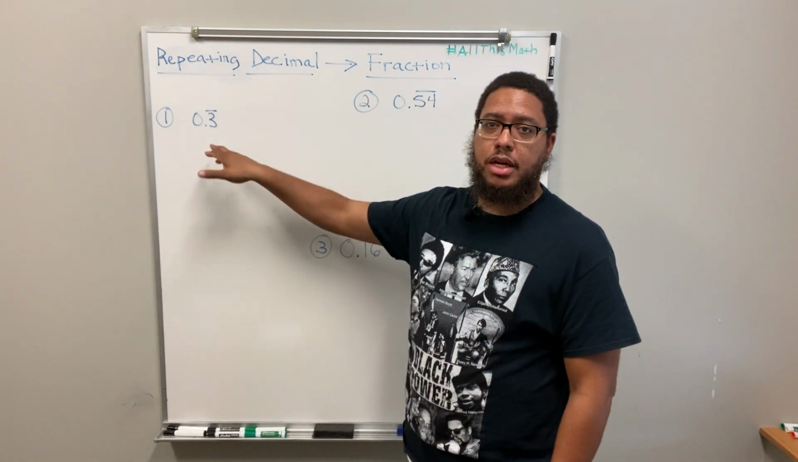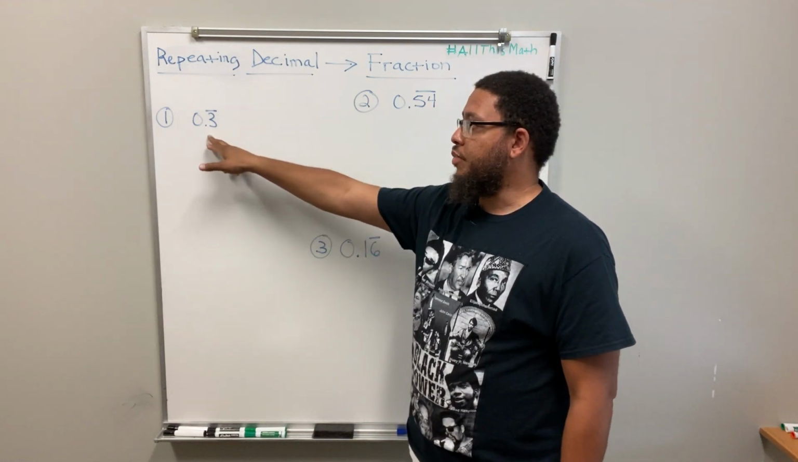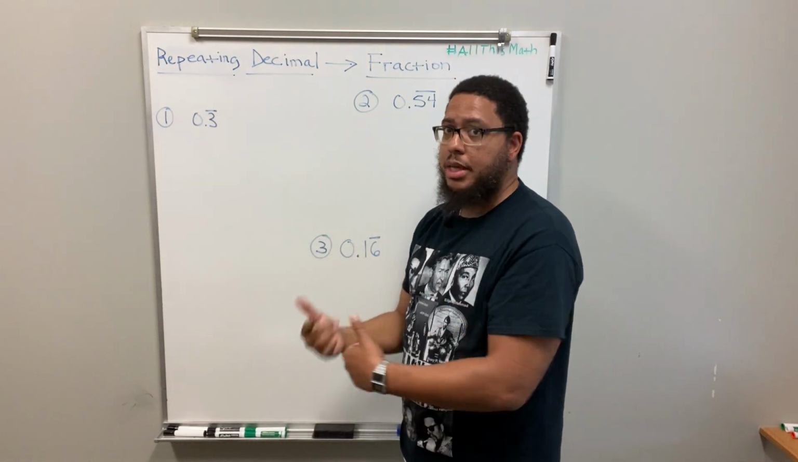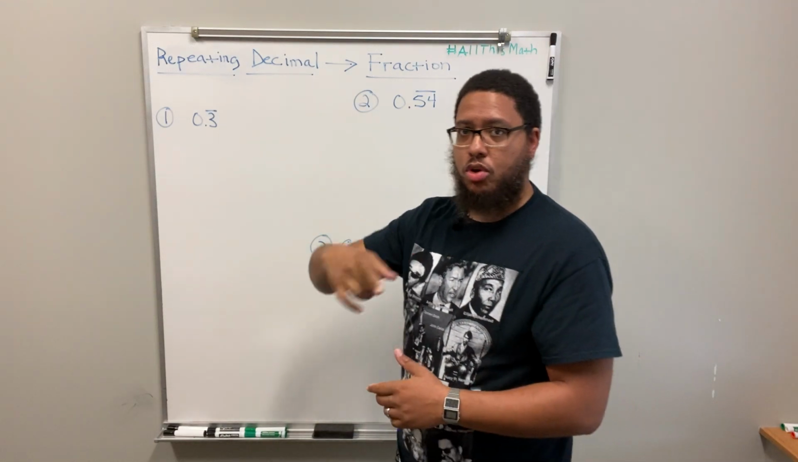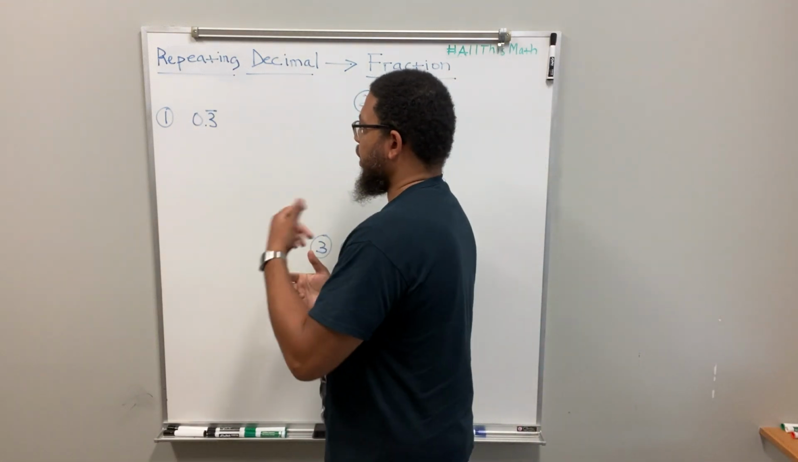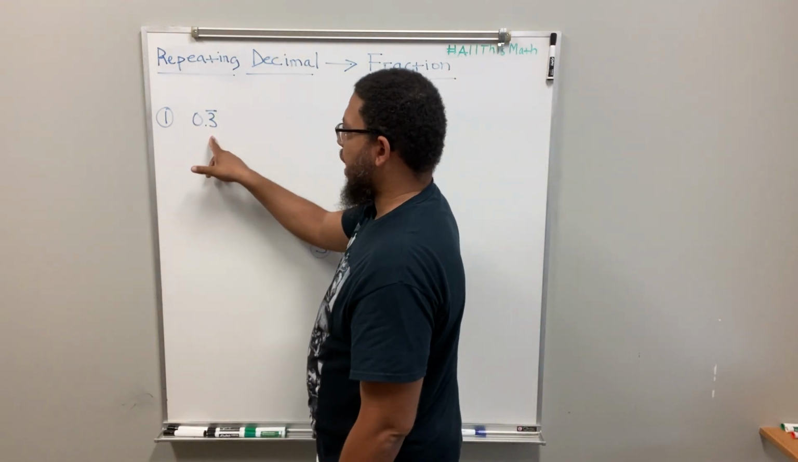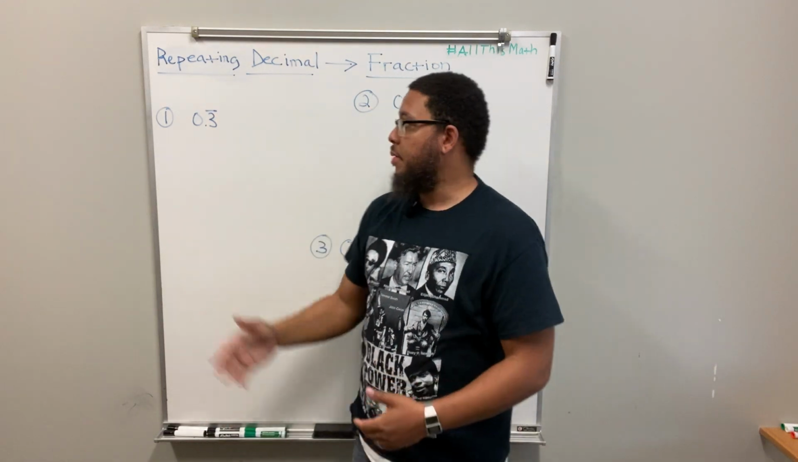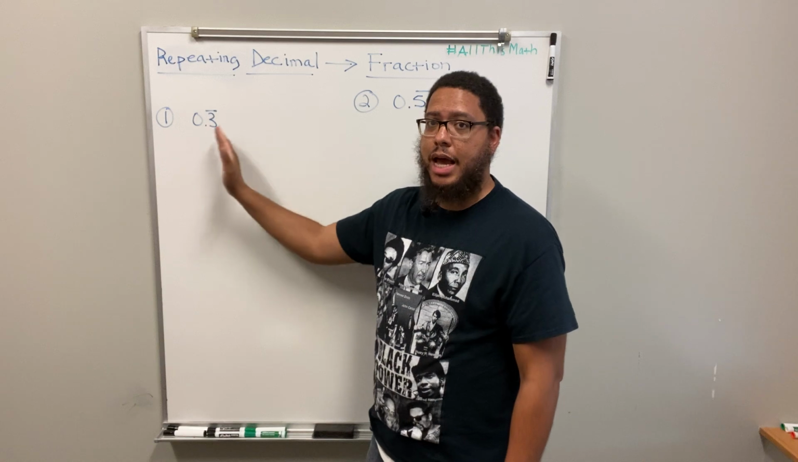that I'm going to show you how to use in a couple of these examples up here. I got 0.3 repeating. When you see that horizontal bar, that means that number repeats forever: 0.3, 3, 3, 3. That bar is important because this is not 3/10. If the bar was not there, then it would be 3/10, but because the bar is there, this is not 3/10.